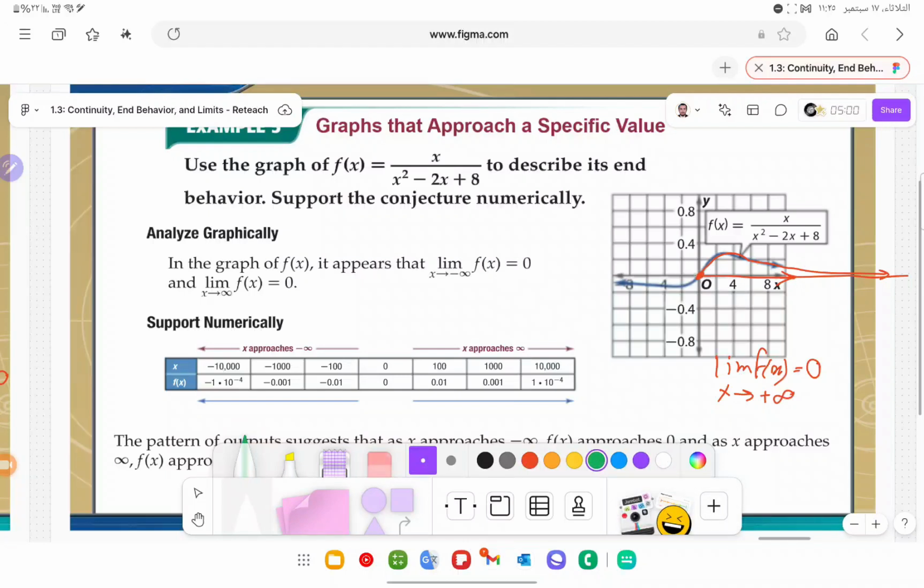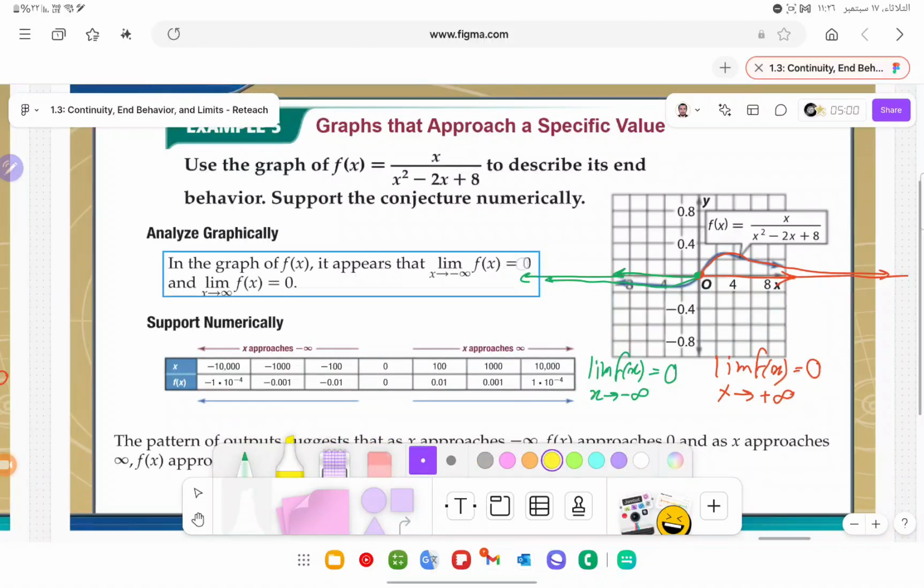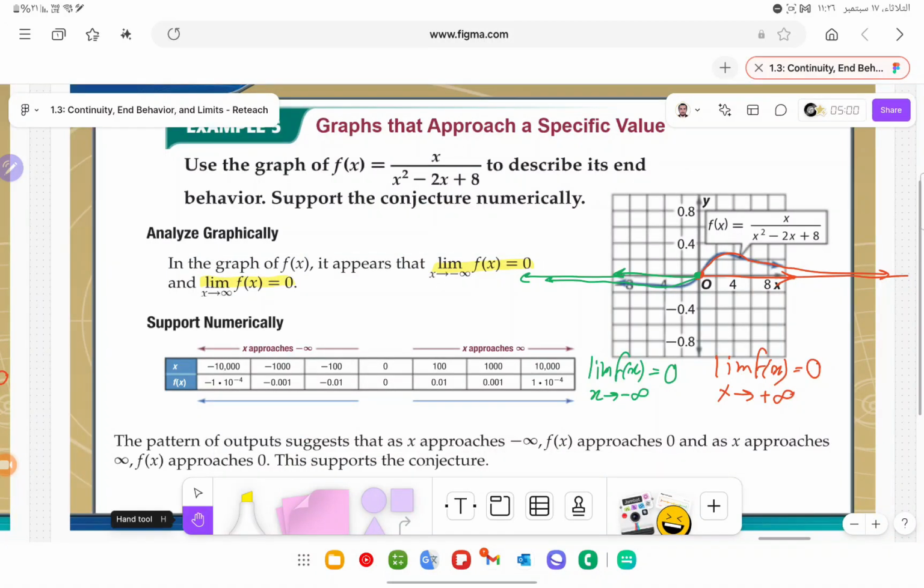Now the other side, the limit of f of x when x approaches negative infinity. Follow your function: the function goes close to the x-axis, and also goes to 0. So from the right it's 0 and from the left it's 0. This is what you can see here, for both the negative and the positive. Okay, I hope you understand this.